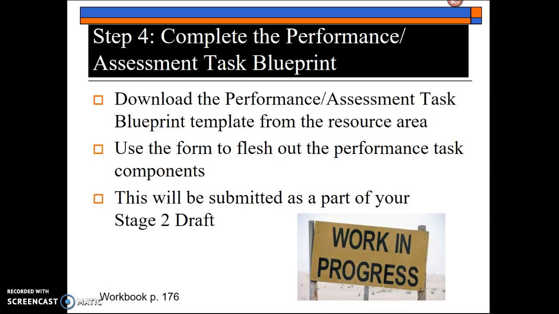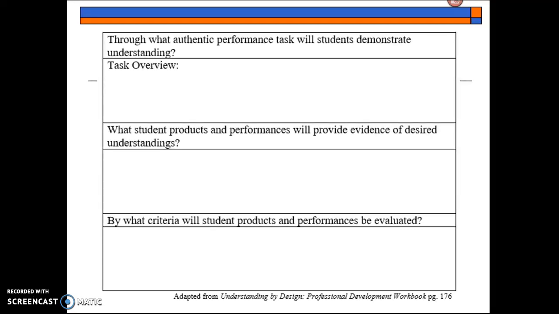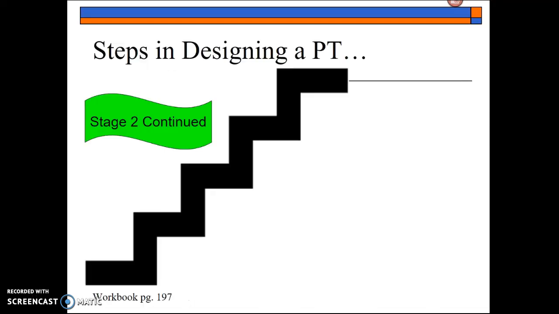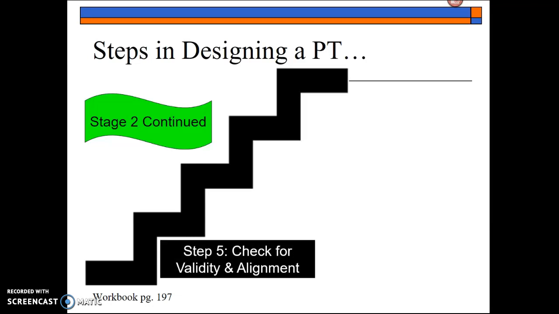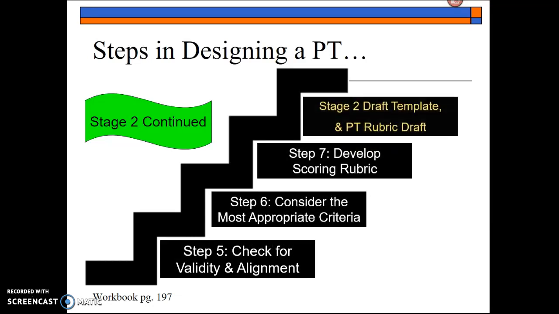And so what we are moving into now is the work in progress of steps 5, 6, and 7. So after you have completed the assessment task blueprint, which includes a total of 5 different areas that you're going to be completing, you'll move into step 5, step 6, step 7 of the performance task, which will result in your Stage 2 draft and also a performance task rubric draft.